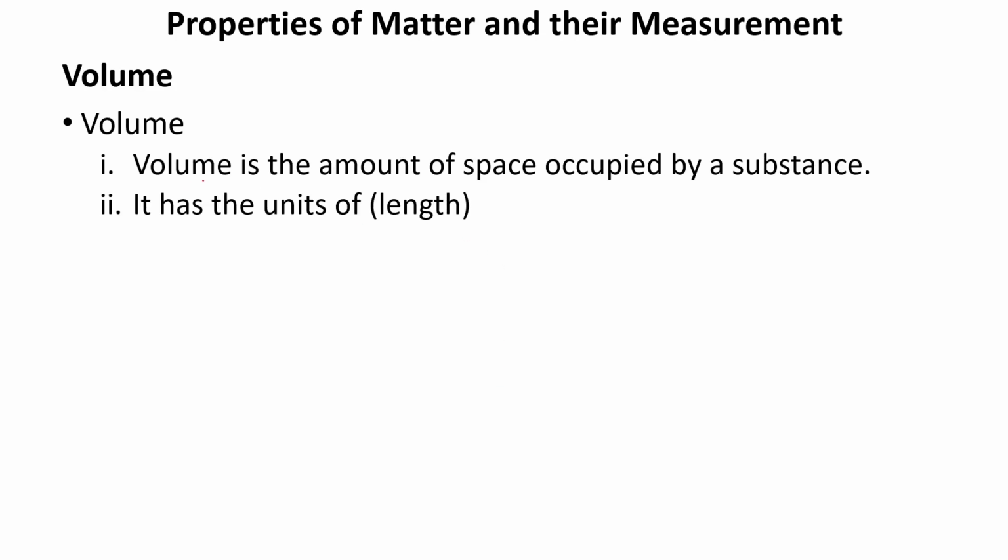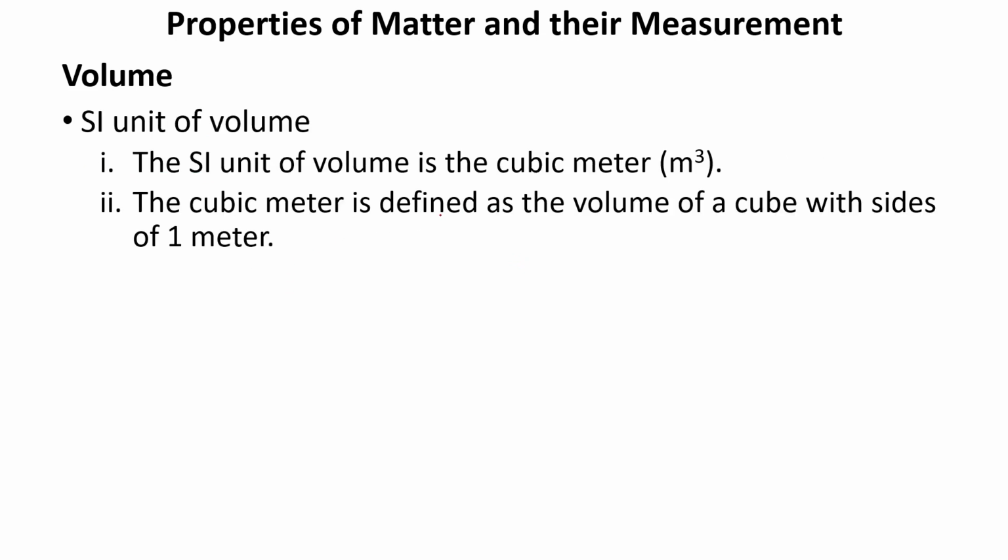Now, next we will go to volume. If you think of matter, when you place that matter anywhere in space, it will occupy that space, and that amount of space is called the volume. It has units of length. So the SI unit of volume is cubic meter, and meter is the unit of length. Then what is 1 cubic meter?